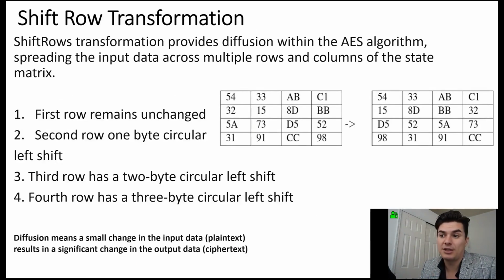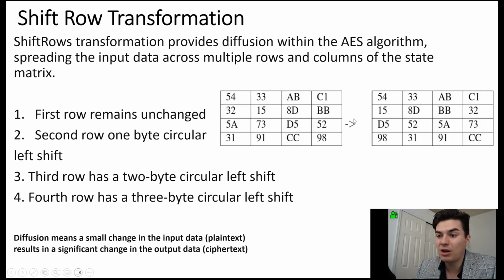Shift row transformation, that is another encryption technique or transformation technique providing diffusion, and it's spreading the input data across multiple rows and columns of the state of the matrix to create more randomness. So with the shift row transformation, the first row stays exactly the same, and then the second row moves by 1 byte to the left. So if it's on the far left of the data, it moves over here.